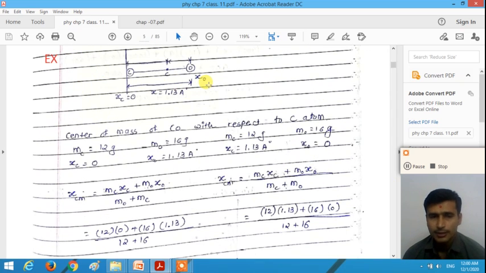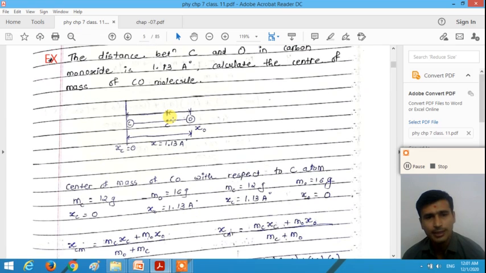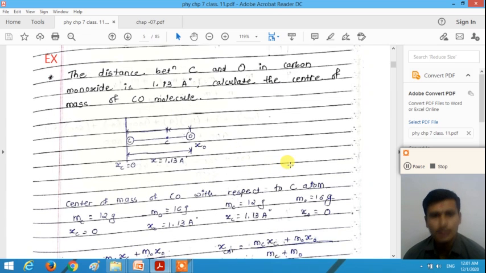So here the location of the center of mass depends on the origin, what we take for the origin. So here the center of mass from the carbon atom is 0.645 angstrom, and the location of the center of mass from the oxygen atom is at 0.484 angstrom. Understand, dear student, how we can calculate the center of mass with respect to the origin, right?